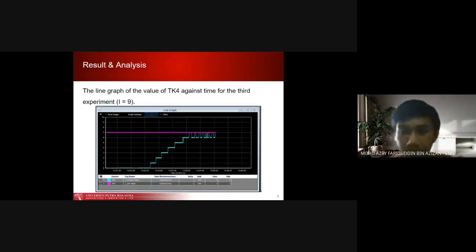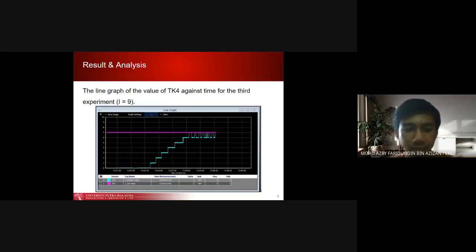Next, lastly, this is the third experiment where the integral time is 9. Based on the graph, the blue color remains constant for 30 seconds after the experiment begins. After that, the value of TK4 for the blue line starts to increase until it reaches the set value, which is 7. The time taken for the value of TK4 to reach the set value is 85 seconds.